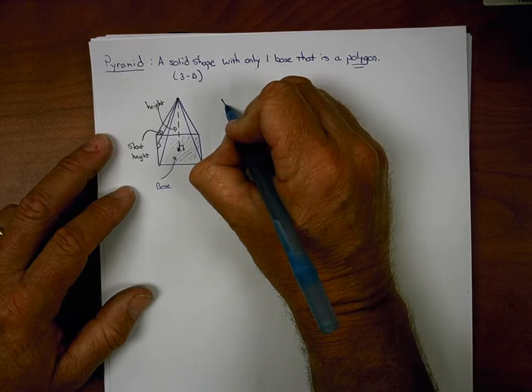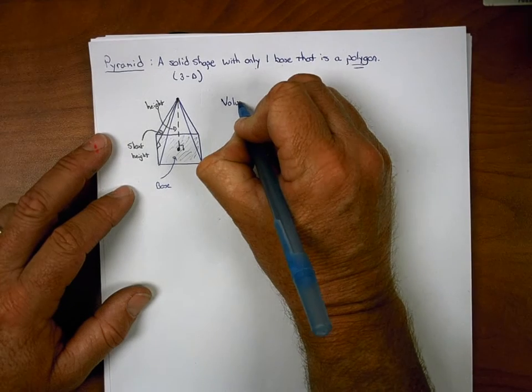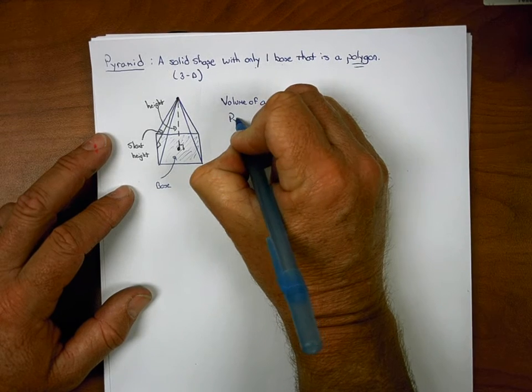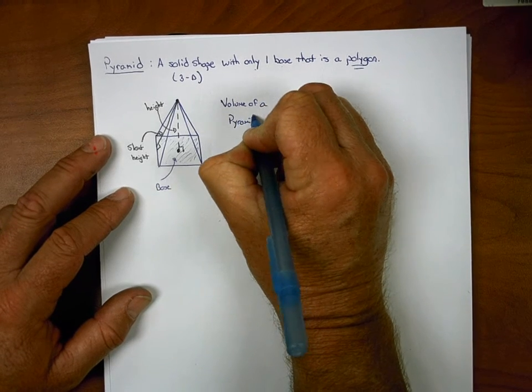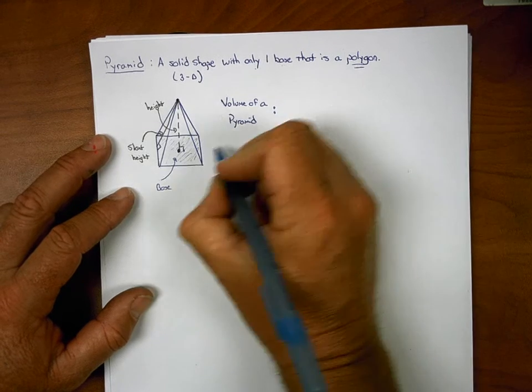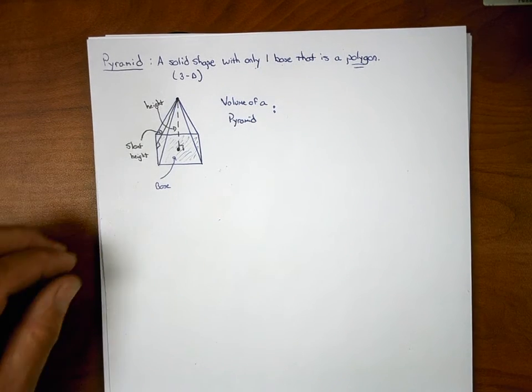So what we're going to do today is talk about how you find the volume of a pyramid. All right, so for instance, if I said, hey, I've got this pyramid, I just built this super cool pyramid, and I want to fill this super cool pyramid up with chocolate milk.